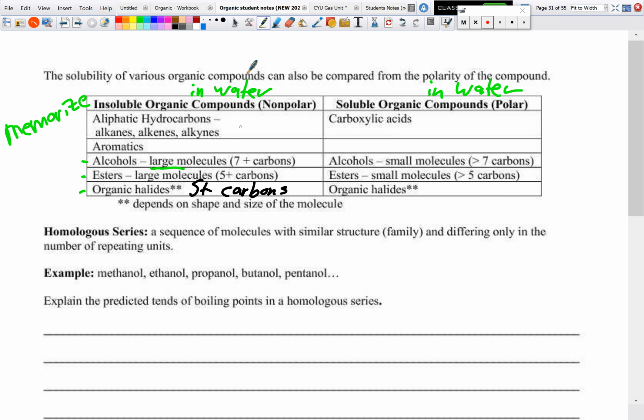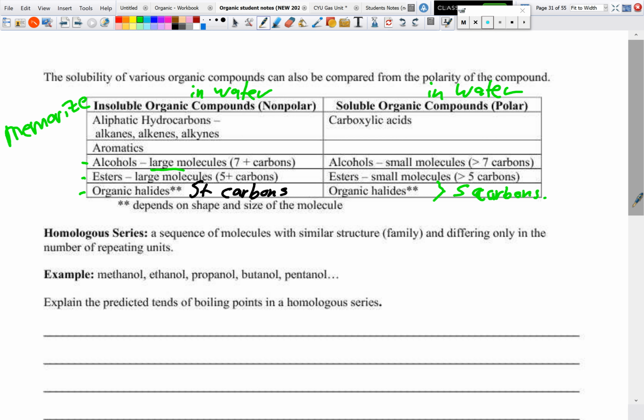Now, our polar ones: carboxylic acids, for right now, no matter what, if you have a carboxylic acid it's going to be polar. And alcohols, so small ones, less than 7 carbons. Esters, less than 5 carbons in total. And organic halides, same thing, less than 5 carbons. And that's just something to keep in mind as well.